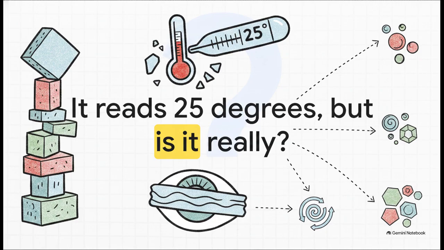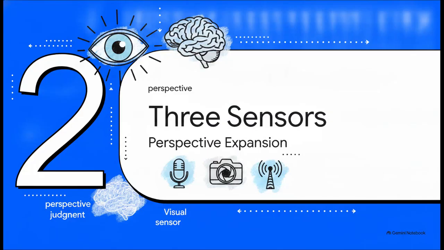Relying on just one single observation basically introduces a massive single point of failure. We're just blindly assuming that the whole environment is perfectly uniform and that the tool itself is absolutely flawless. But reality is rarely ever that neat and tidy. That brings us to Section 2, perspective expansion using 3 sensors.